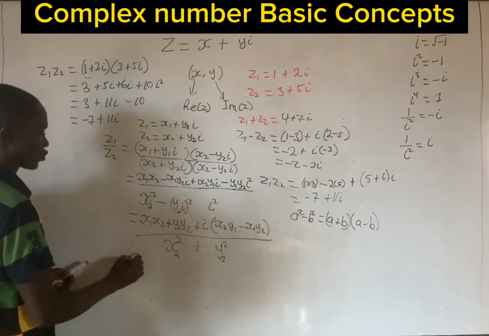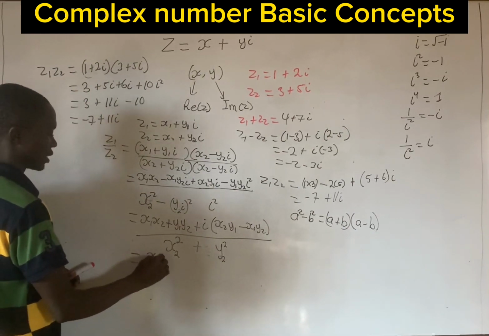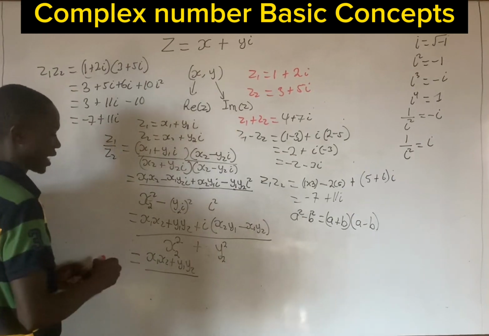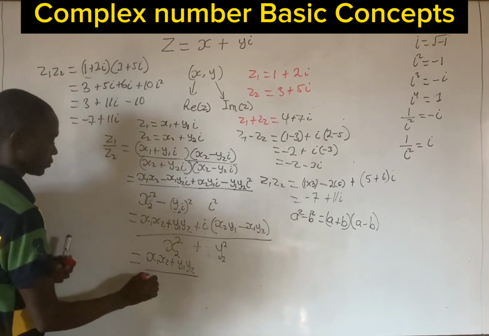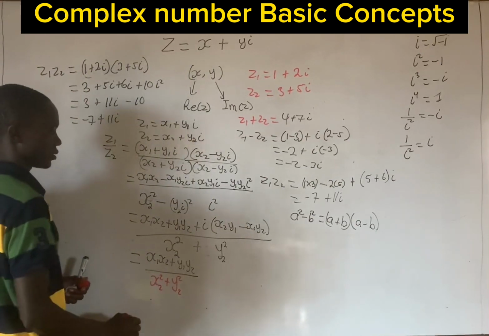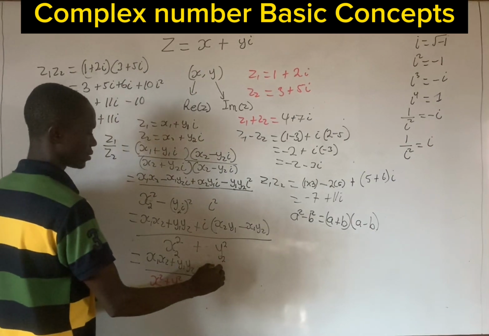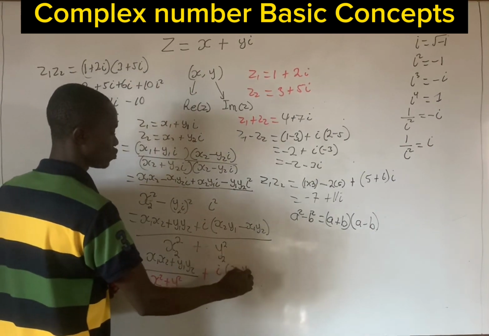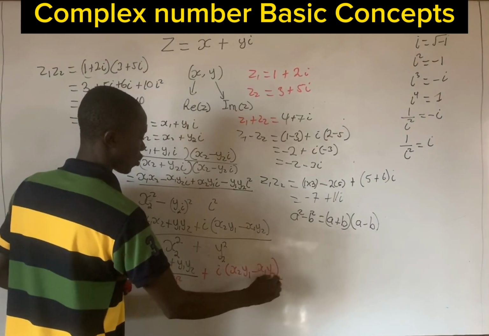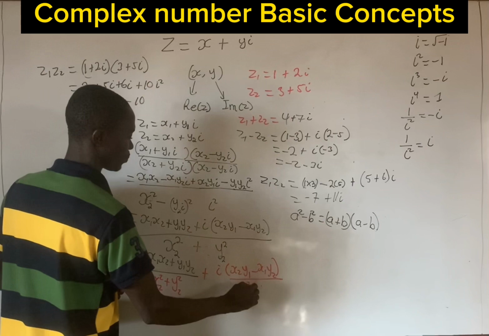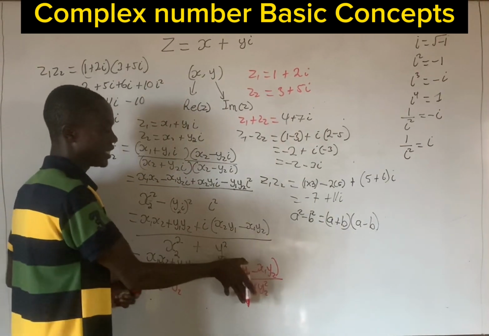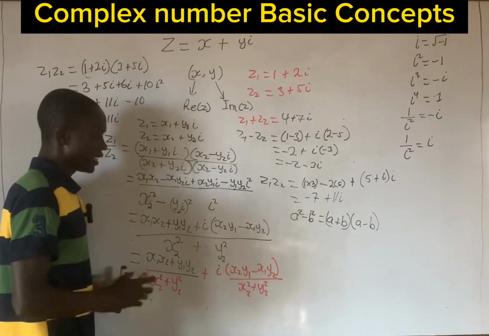So we are going to get this one as x1 x2 plus y1 y2 divided by x2 squared plus y2 squared, plus i into x2 y1 minus x1 y2, all divided by x2 squared plus y2 squared. So this is the real part and this is the imaginary part in a very simple way.